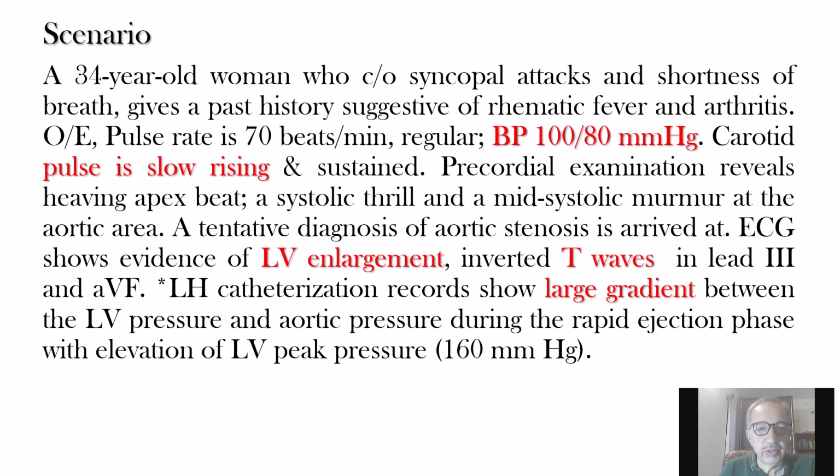ECG shows evidence of left ventricular enlargement, inverted T waves in lead 3 and AVF. Left heart catheterization records show a large gradient between the left ventricular pressure and the aortic pressure during the rapid ejection phase, with elevation of peak left ventricular pressure around 160 mm mercury. So this is the case. Let us see what are the questions.